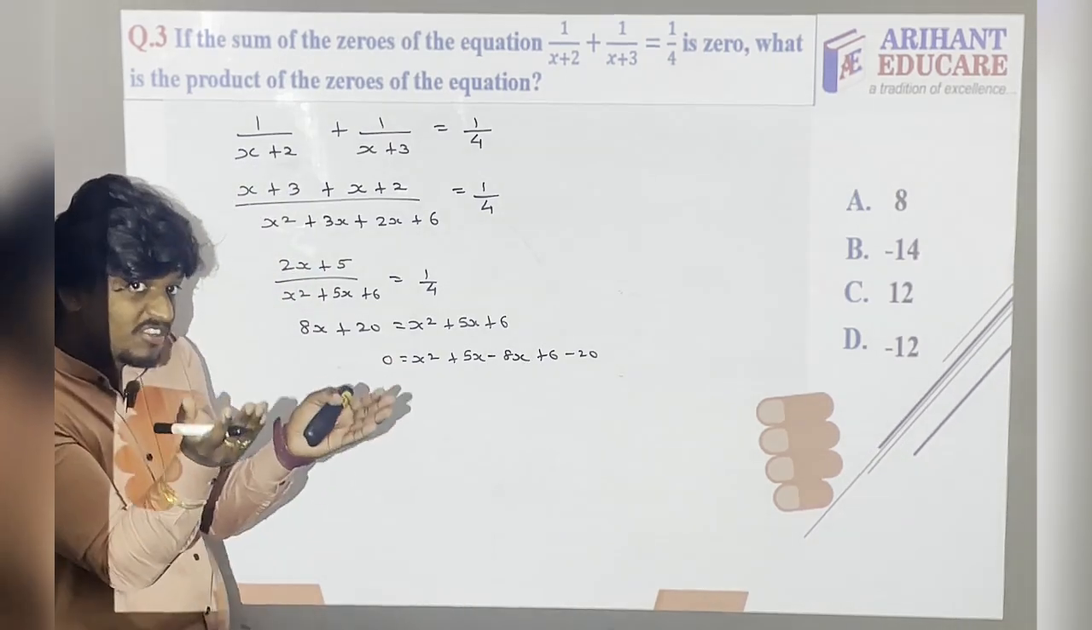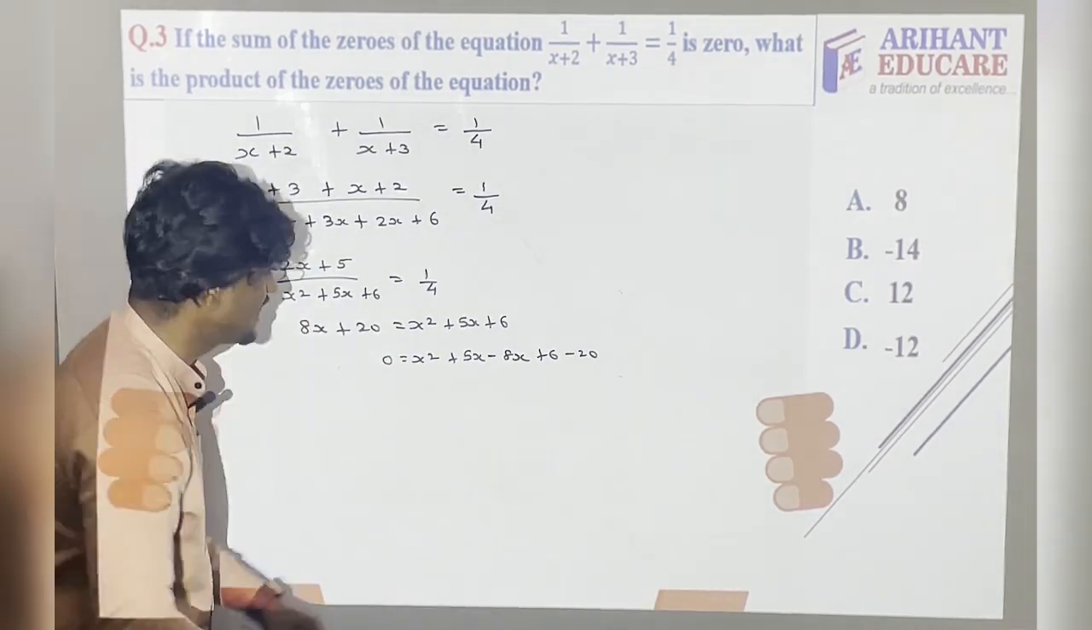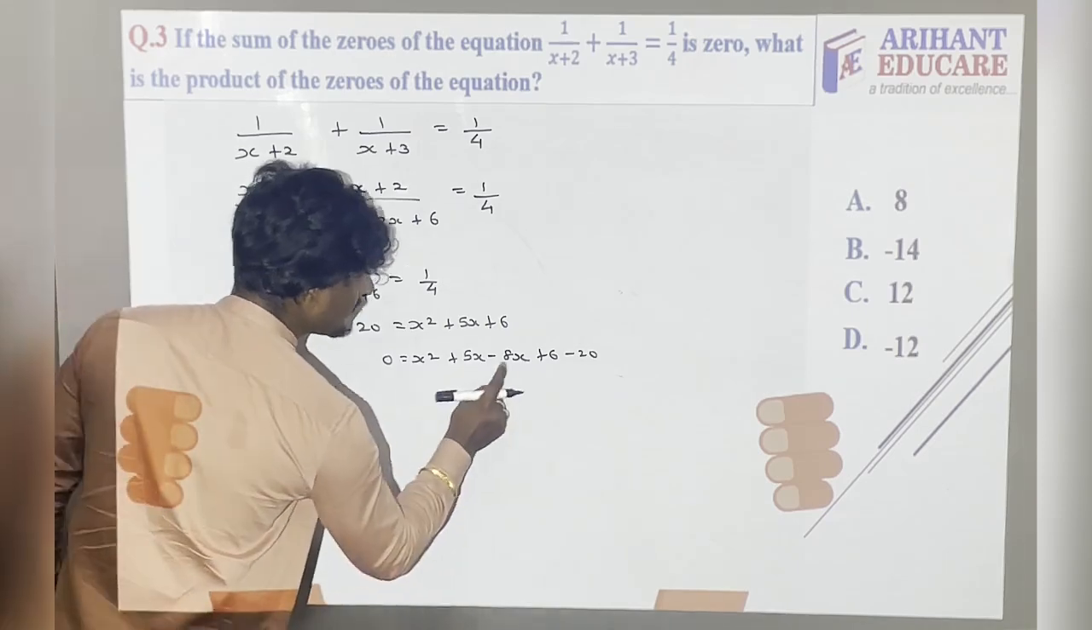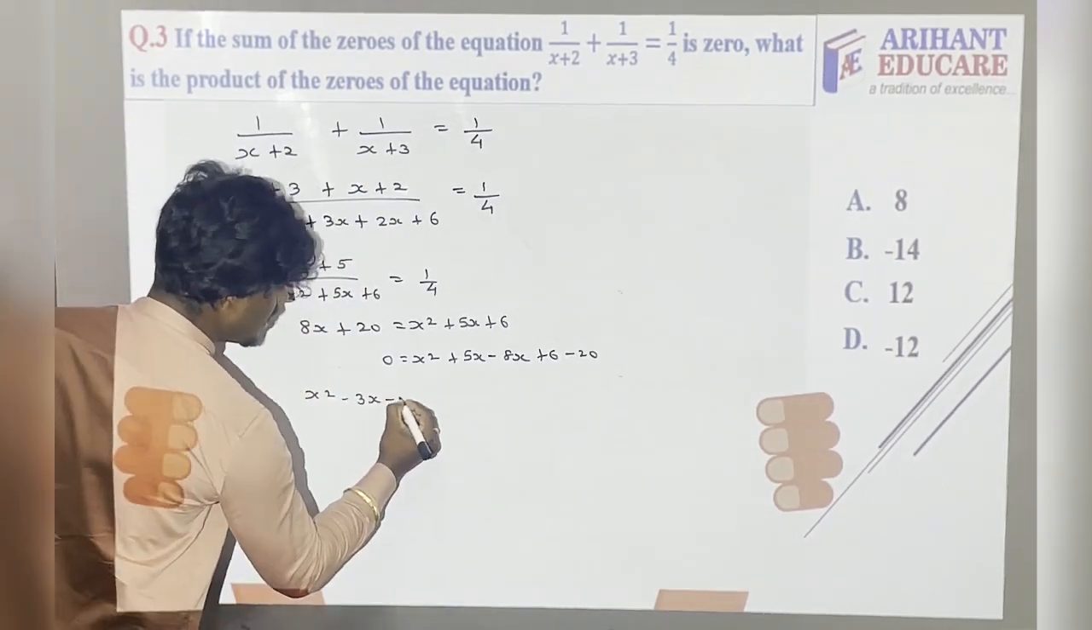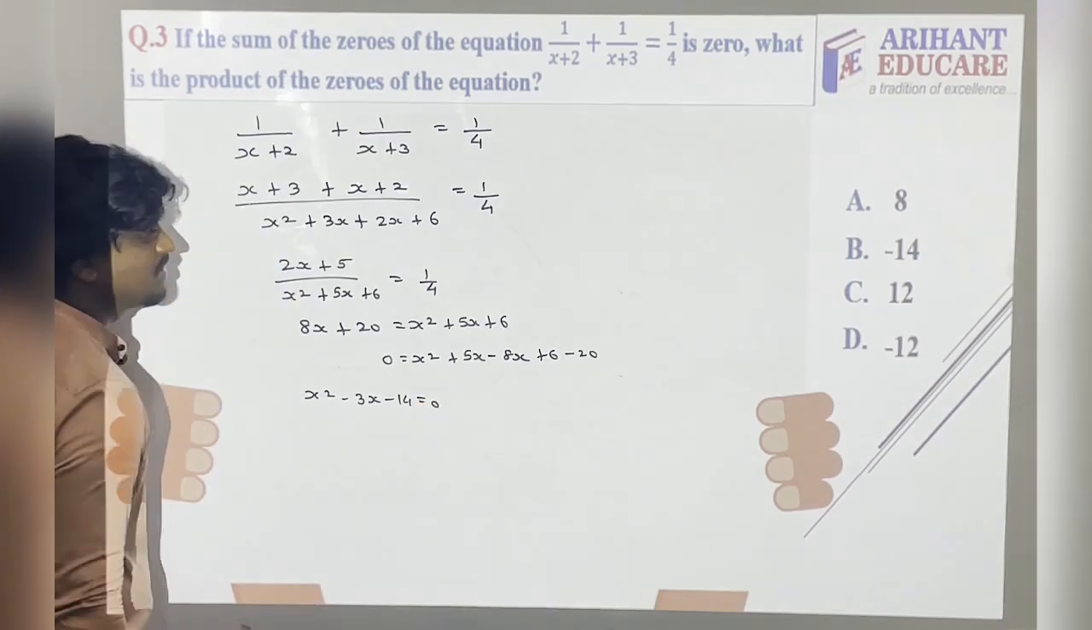Left side me 0. Now, I'm going to flip the side. So, I'm not changing the signs. X square as it is. What is 5x minus 8x? Superb. It is minus 3x. 6 minus 20 gives me minus 14 is equal to 0.